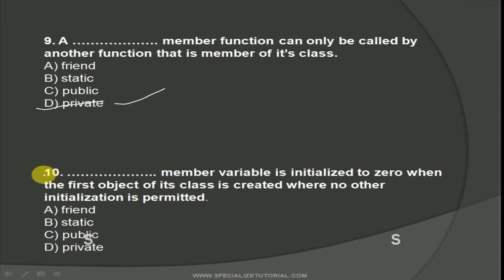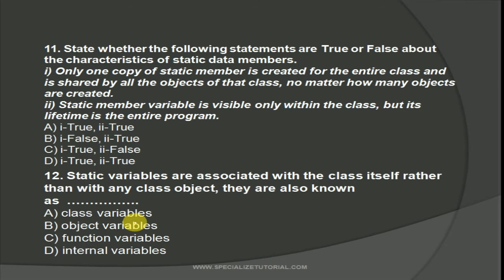Now take question number 10. What member variable is initialized to 0 when the first object of the class is created, where no other initializer is permitted? So friends, static, public and private. Yes, static. Static member variable is initialized to 0 when the first object of its class is created, when no other initializer is permitted. Question number 11.